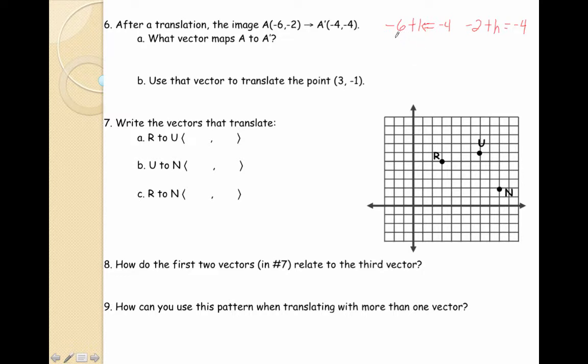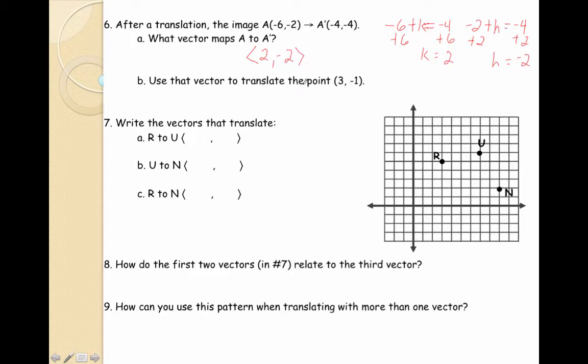Well, I had to add 2, and the way you find that out is by adding 6 on either side to solve for k. Over here, what did I have to add to negative 2 to get to negative 4? In this case, it's negative 2 because I actually went further down. So adding 2 to both sides, h is negative 2. So the vector is 2, negative 2.